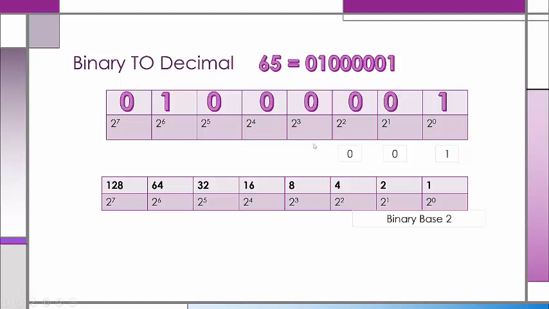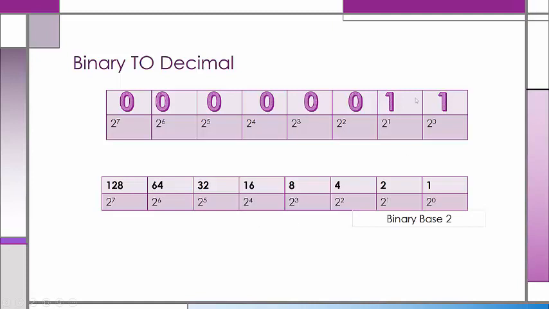There's no value here, no value here, no value here, no value here. There is a value here. And this placeholder is 2 to the 6th, which means this value is worth 64. And then again 0. So if we then add up the values that had an impulse or an on switch or a 1 in it, we add 64 plus 1, we get the decimal of 65. So what we're seeing here is how we can turn a binary into a decimal. Let's try another example.